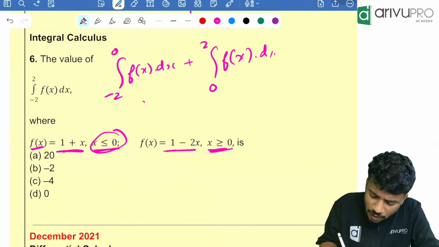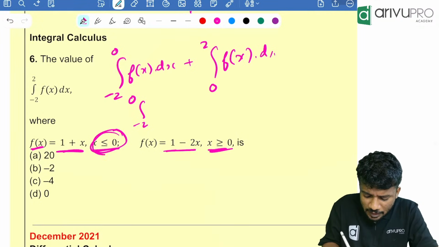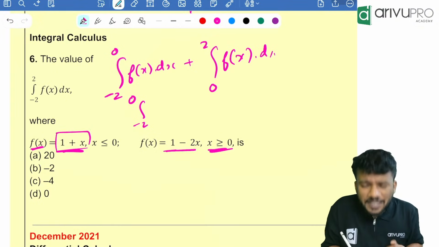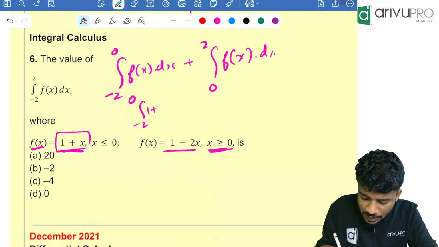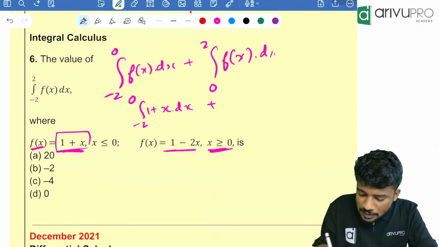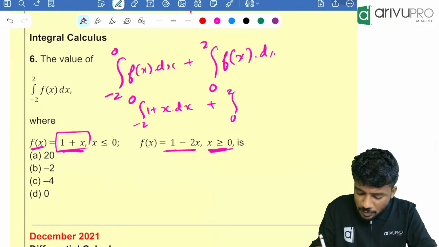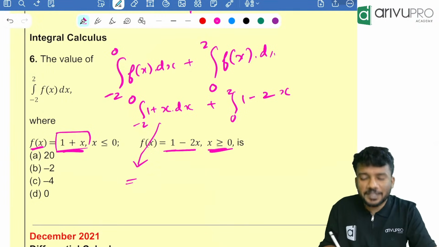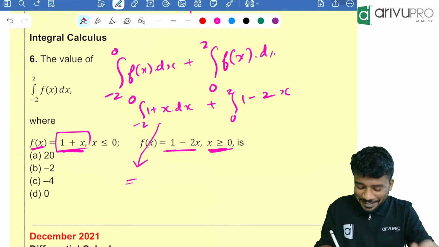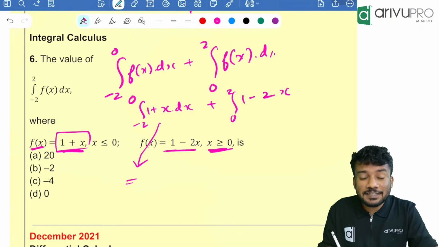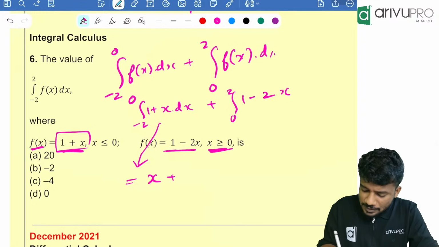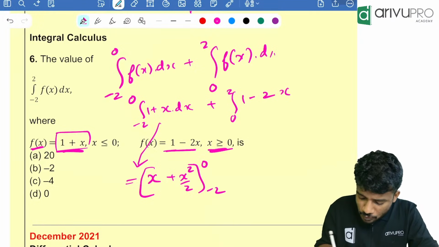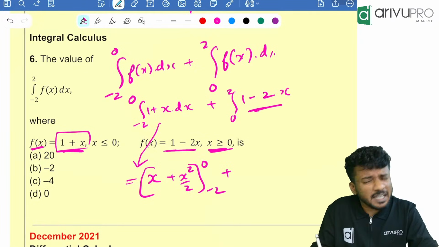Very direct. Now from minus 2 to 0, what should f of x be? When x is less than or equal to 0, I should take f of x as 1 plus x. So integral of 1 plus x dx, plus from 0 to 2 f of x is 1 minus 2x. Now take the integral of this. Integral of 1 dx is how much? x. Plus integral of x is how much? x square by 2. Now apply the limit minus 2 to 0.